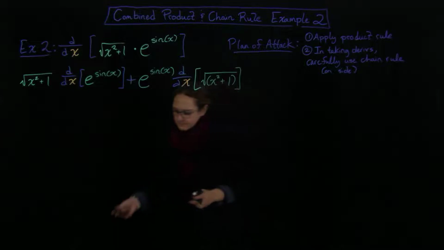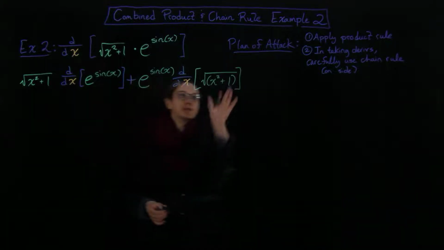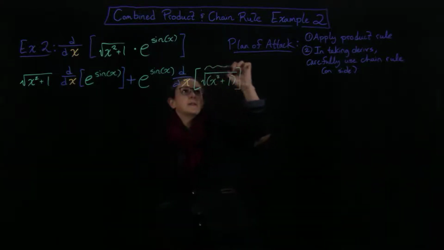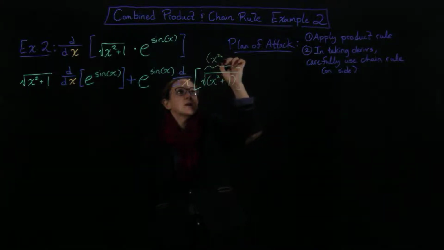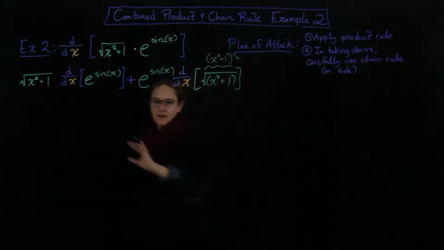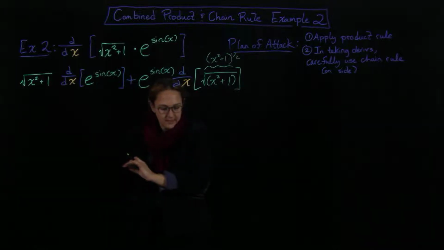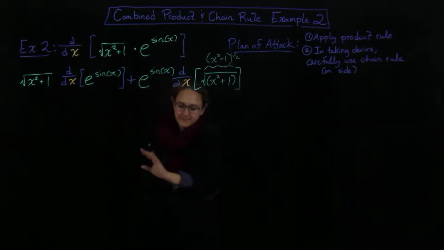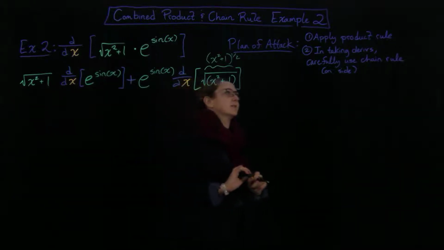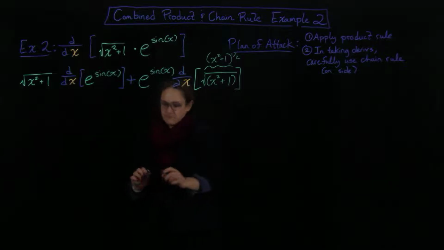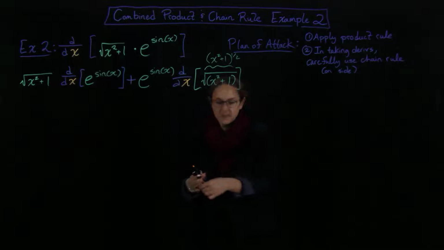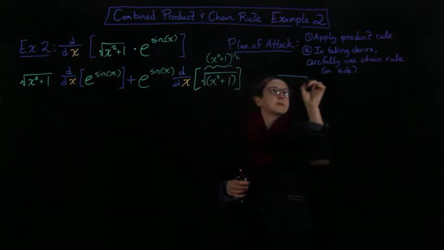And in using the chain rule for this one, we know that this is going to be so much easier to work with if I write this as x squared plus 1 to the 1/2. So let's go ahead and do this. Let's work out this derivative. Let's put a line here and get ourselves organized a little bit.